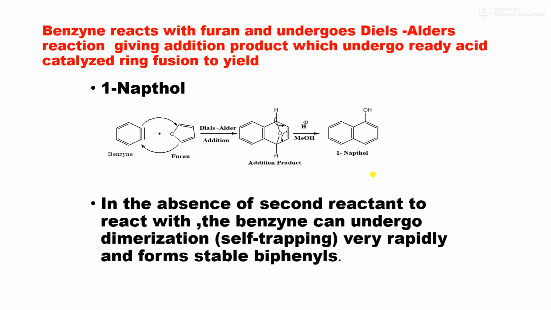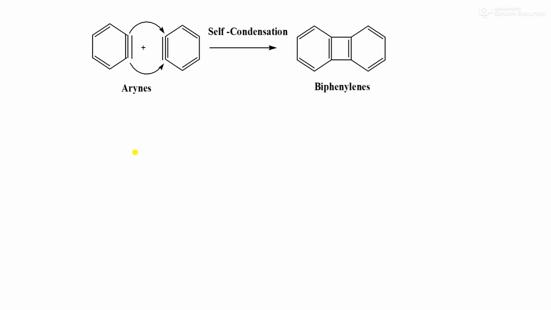In the absence of a second reactant, suppose we have not taken the furan, then this benzyne intermediate undergoes dimerization, known as self-trapping, very rapidly, and forms a stable biphenylene product. So we have not taken furan here. 1 mole of benzyne reacts with another mole of benzyne. Self-condensation takes place, self-trapping occurs, and there is formation of biphenylene. These 2 rings have a 4-membered ring. So this structure is known as biphenylene.